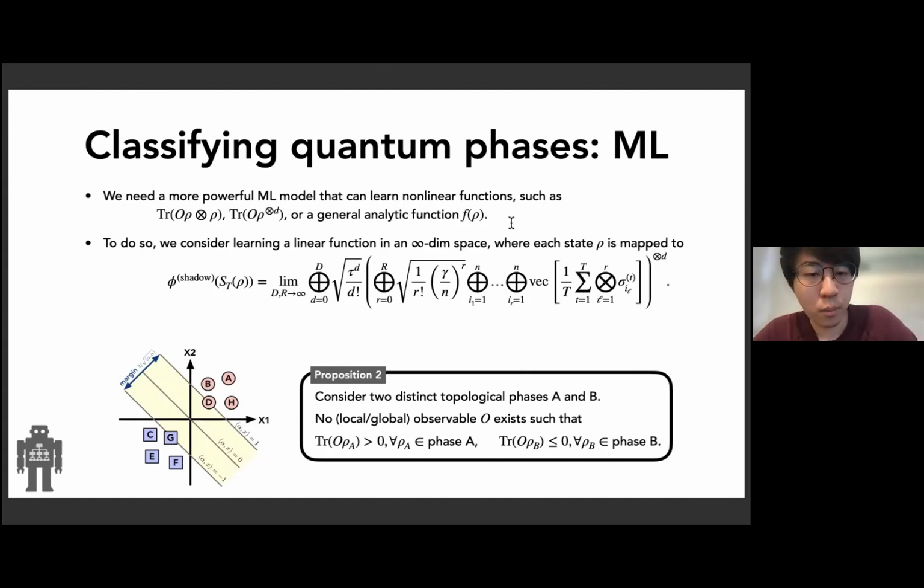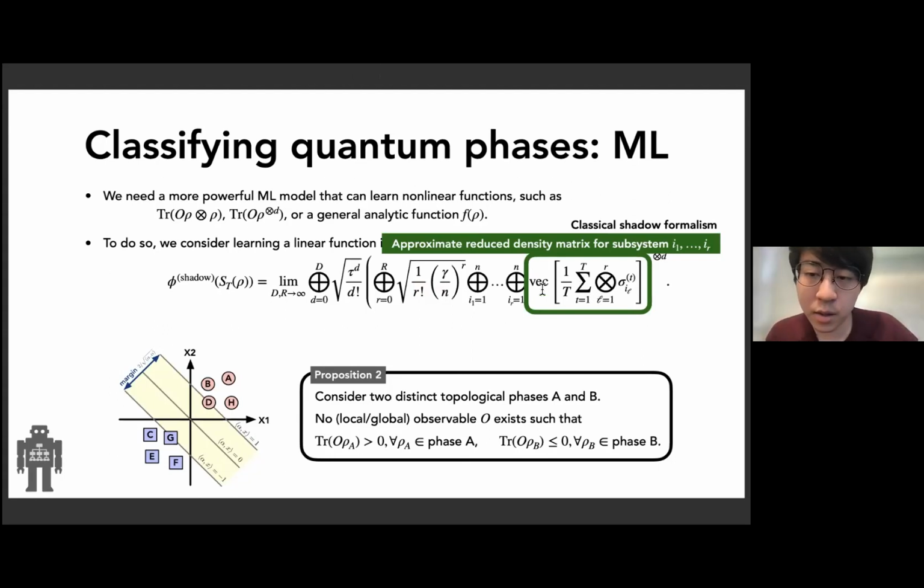In order to do so, we're going to utilize a concept known as kernel methods. Basically, we're going to learn a linear function in an infinite dimensional space. That is, we're going to map each state rho to an infinite dimensional vector. It might look a bit daunting at first, but I will try to go through it step by step.